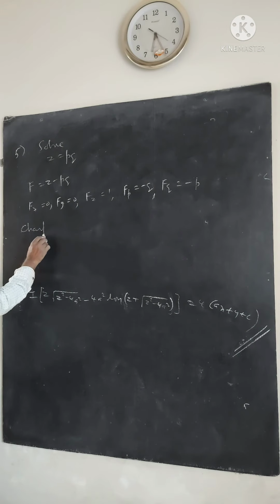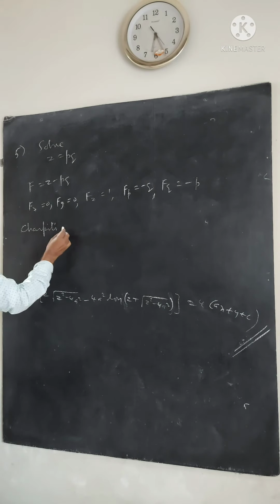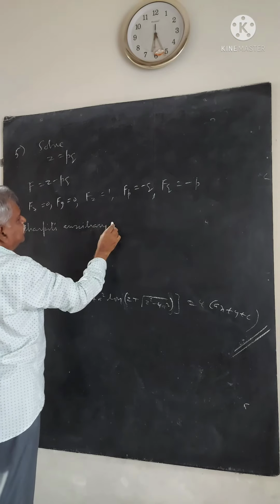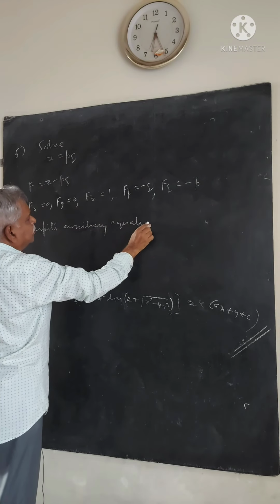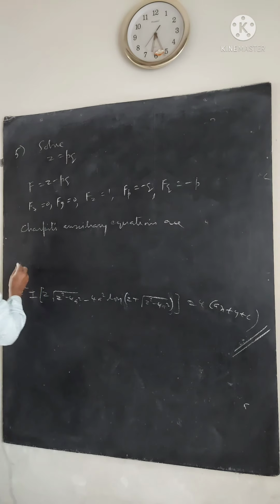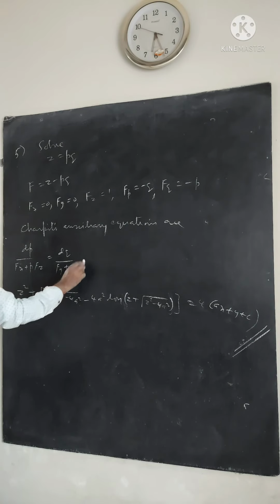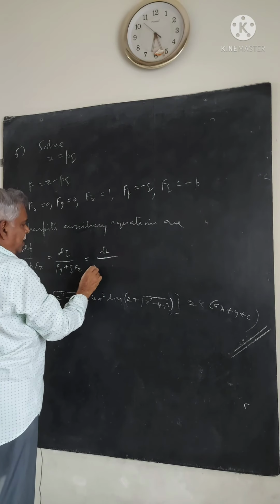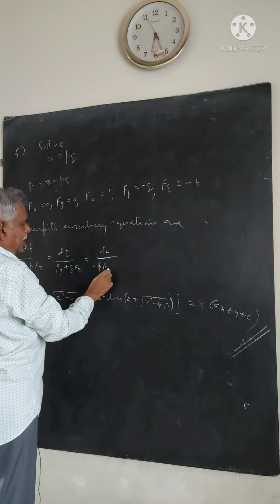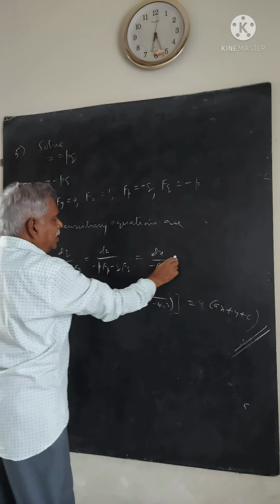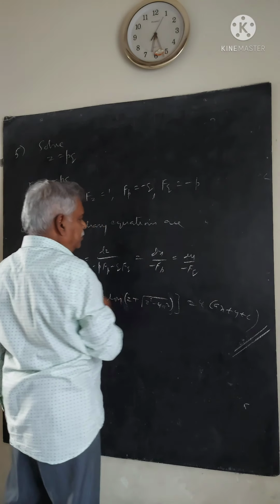Charpit's auxiliary equations are dp by Fx plus p into Fz, dq by Fy plus q into Fz, dz by minus p into Fp minus q into Fq, dx by minus Fp, dy by minus Fq.